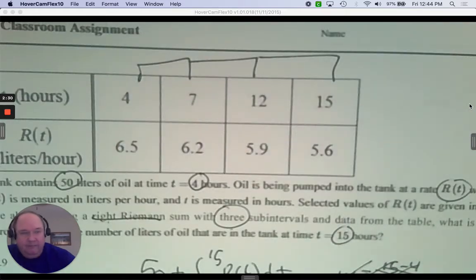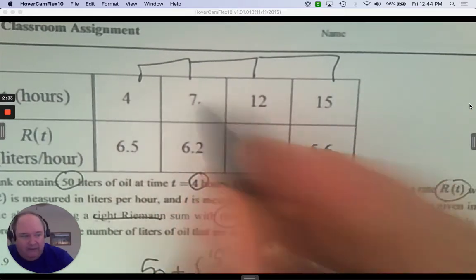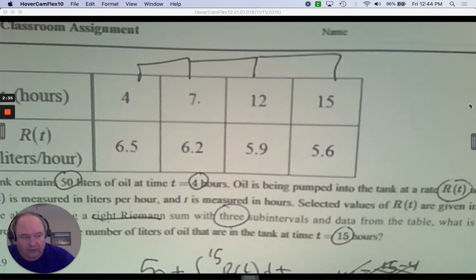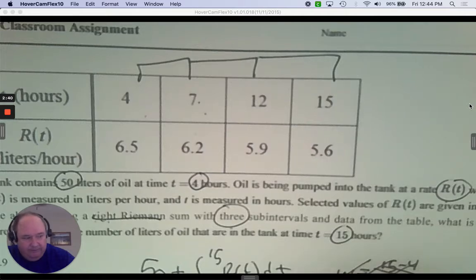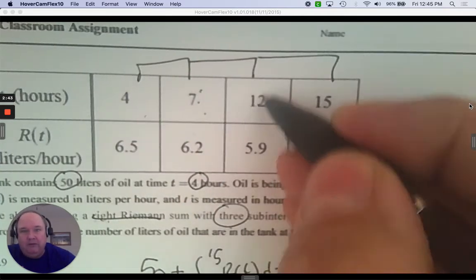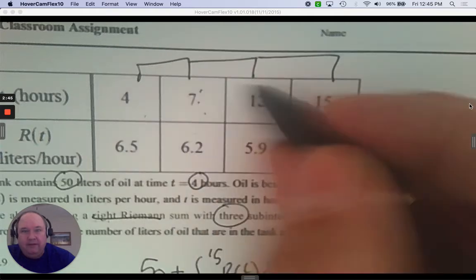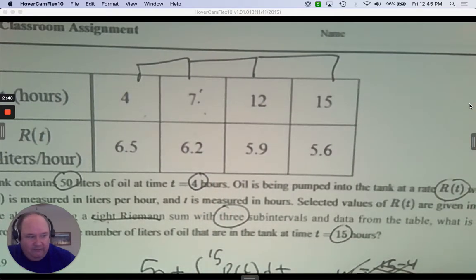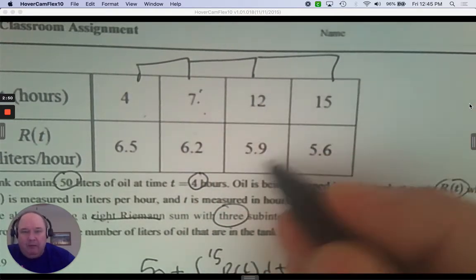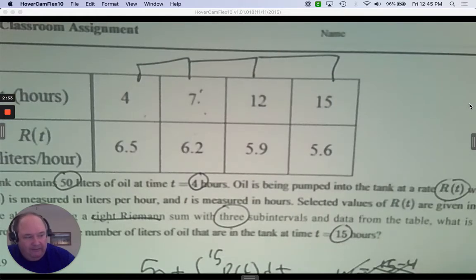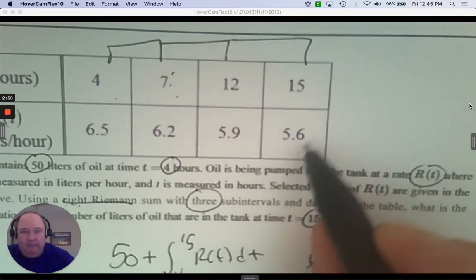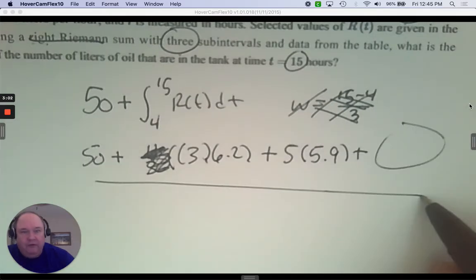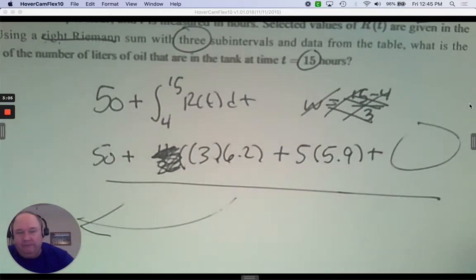in the table. So the first width goes from 4 to 7, and that's 3. A right Riemann sum means use the right value for the height. Again, for the right Riemann sum, the next width, 7 to 12, is 5, and you'd use 5.9. So do the last one. What's the width? And then use 5.6 for the height. Then put all this in your calculator and find the answer.